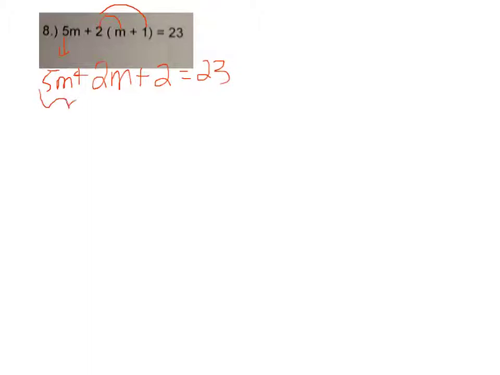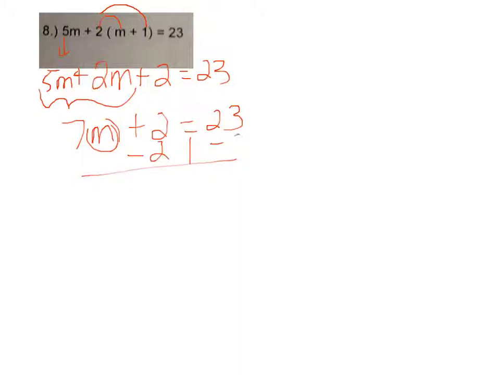I see here that these are like terms. You have 5m and 2m. That gives you 7m. I'm going to keep everything else the same for the moment. Now we're looking to get this m here by itself, so I have to undo some things. So the opposite of adding by 2 is to subtract by 2, so I'll subtract 2 on both sides.